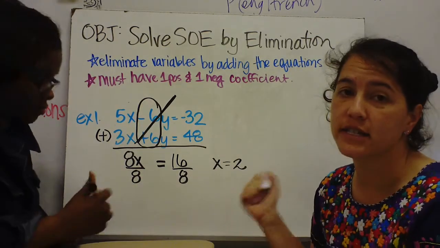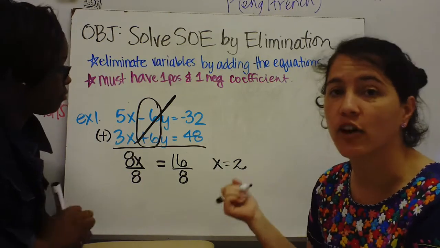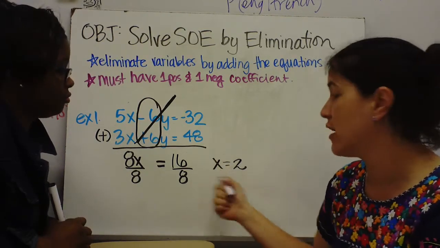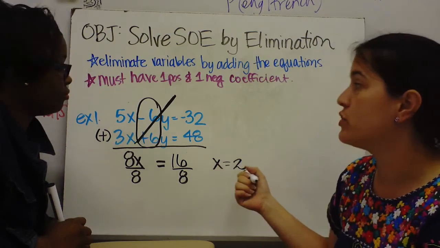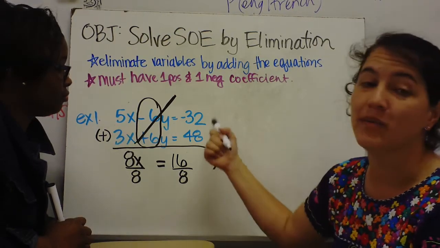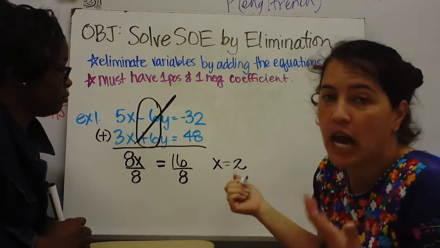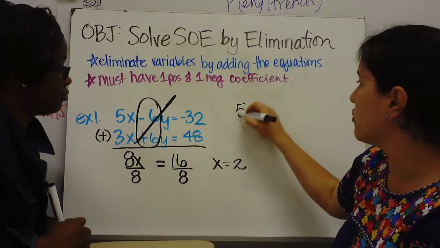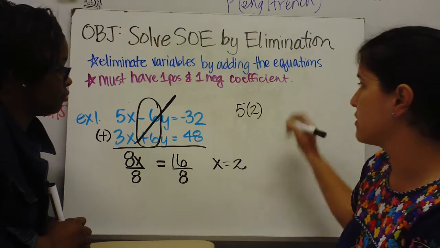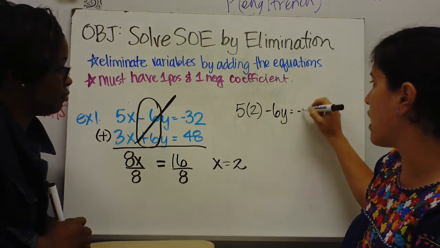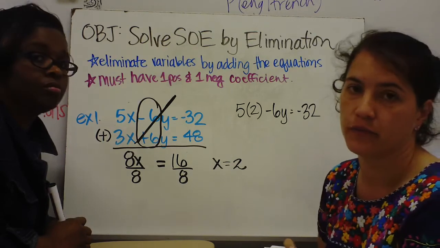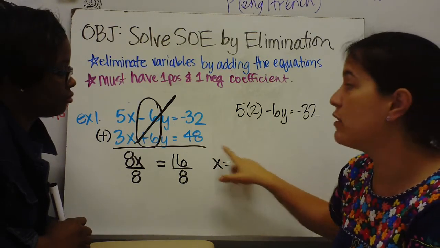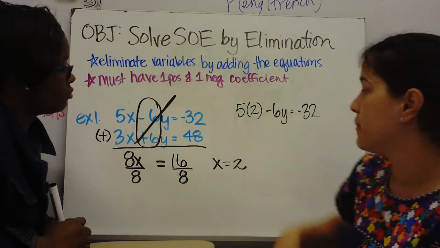And we have talked about, this is not our solution. This is half of our answer, but we need an ordered pair. So once you get the first letter, x equals 2, you're going to plug it back in. You can pick either of the equations. We'll just pick the top one. So instead of 5x, I'm going to plug in a 2 for x. Minus 6y equals negative 32. So I'm taking my solution, x equals 2, and I'm plugging it back in for the x value.